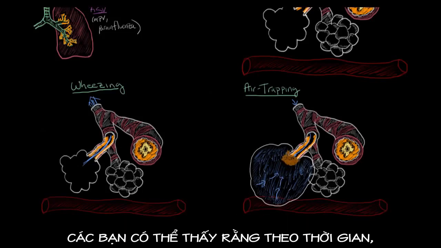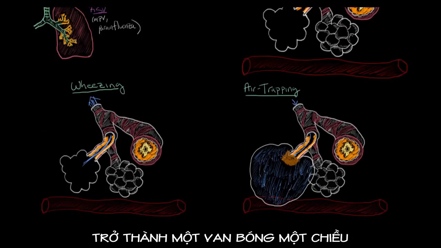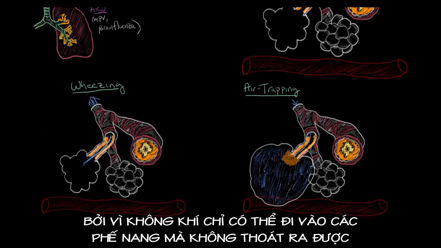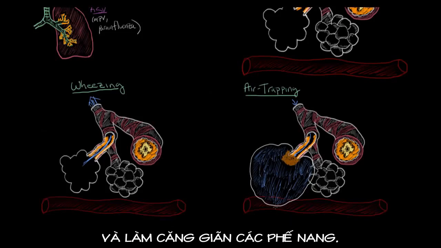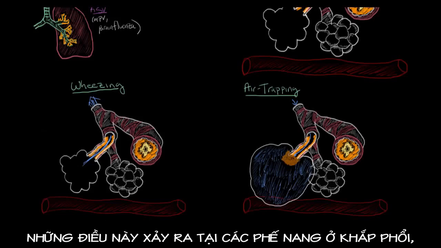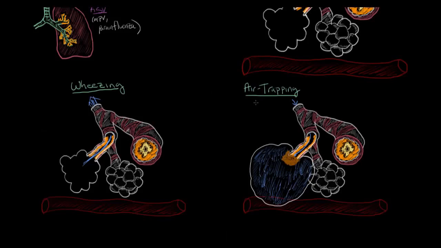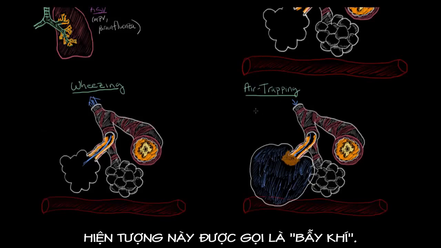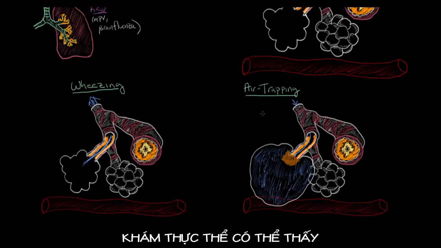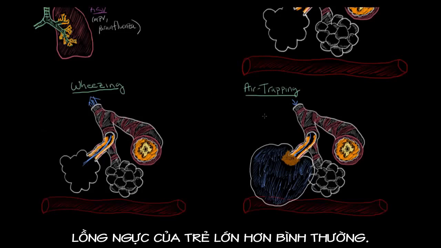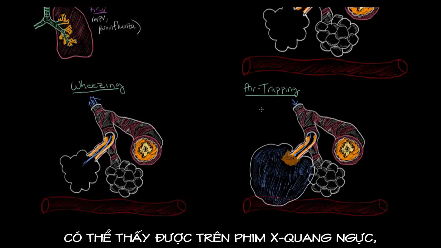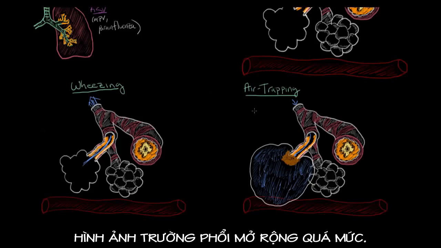And so you can see that over time this necrotic mass in a sense turns into a one-way ball valve that causes air to enter the alveolus, but it can't get out, and it causes the alveolus to expand. This happens in alveoli all over the lungs, and as a result the lungs become hyperexpanded. This phenomenon is known as air trapping. If it gets really bad, it can actually present as a physical exam finding in that the child's chest appears larger than it normally would, and it's also visible on chest x-rays in the form of hyperexpanded lung fields.